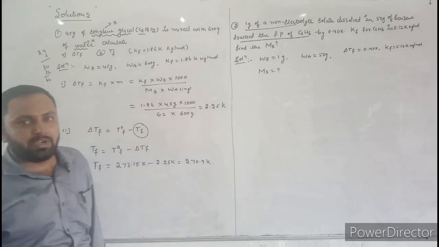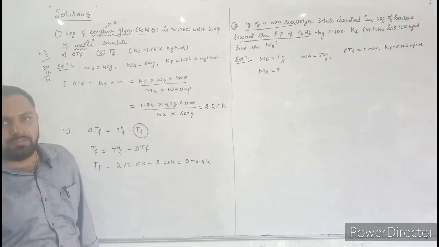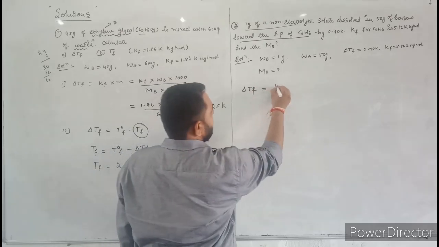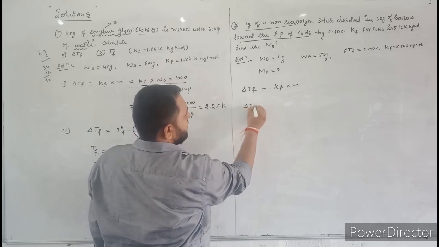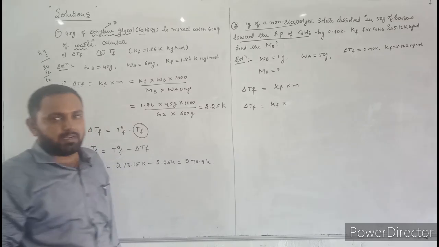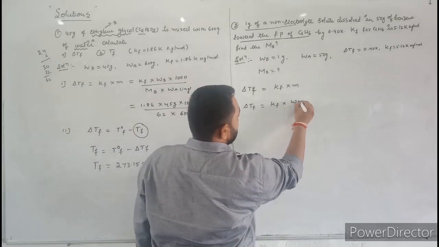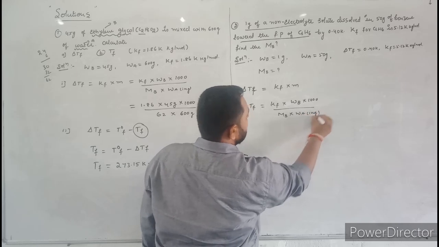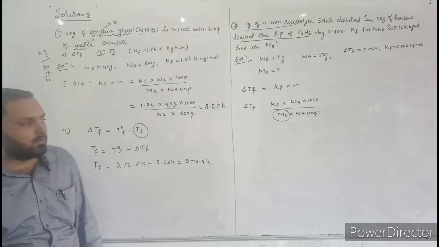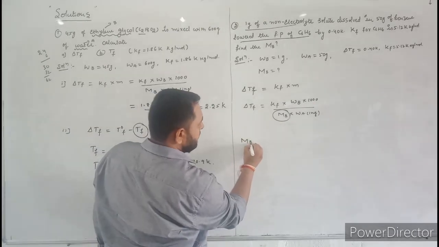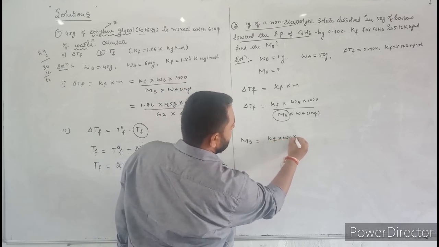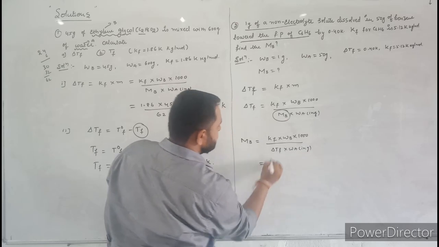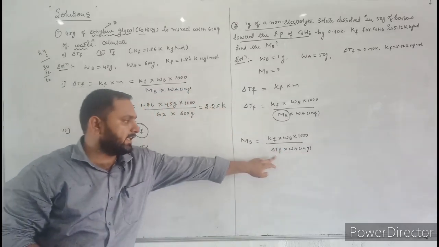Okay, now let us write the relation between molality and depression in freezing point. Here delta Tf is equal to Kf into molality. What is the formula to calculate molality here? Molality is equal to weight of solute into 1000 divided by molecular mass of solute into weight of solvent in grams. Here it is asking to calculate molecular mass of solute. That's why you just rearrange this equation. Molecular mass of solute is equal to Kf into weight of solute into 1000 divided by delta Tf into weight of solvent in grams.